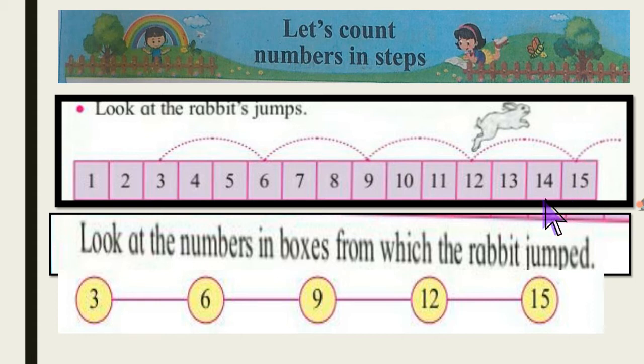Here you can see it in circles also. Here it is number 3. When the rabbit jumps forward 3 steps, we get number 6. Then after 6, he jumps forward 3 steps, we get number 9. Then after 9, he again jumps forward 3 steps. Which number do we get? 12. Then after 12, he jumps forward 3 steps, we get number 15. Children, do all of you understand this? Okay.